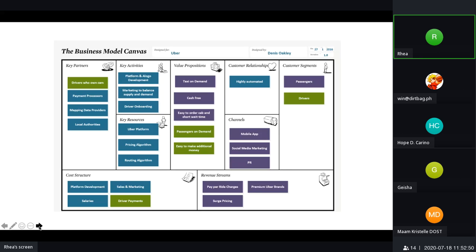Who would be their partners? Of course, the drivers that own the car. They need payment partners in order to yield a cashless transaction. They also have mapping data providers, and authorities like the government to give them licensing to operate. For the cost structure: platform development, salaries to their employees, sales and marketing, and finally, payment to drivers.